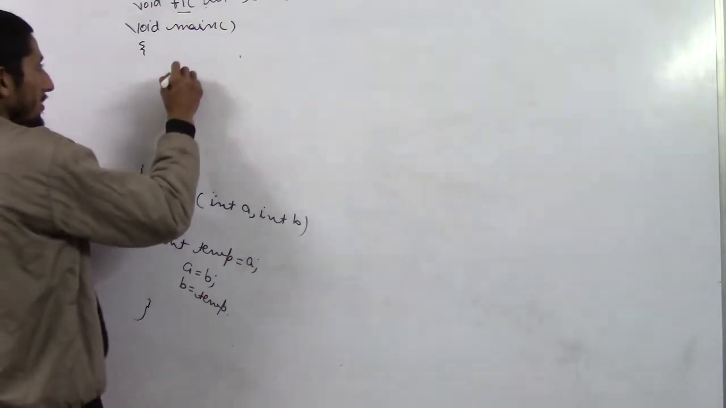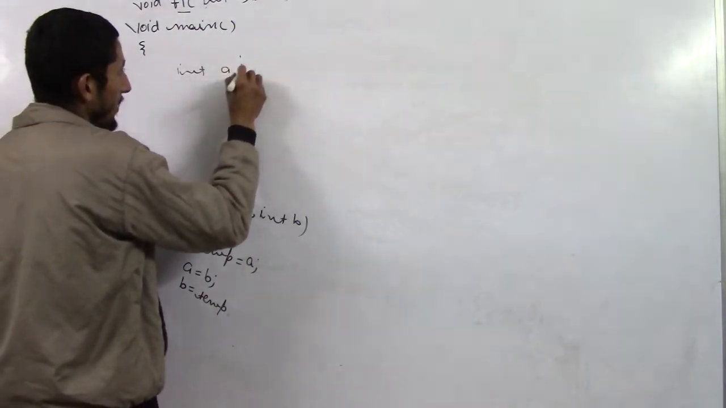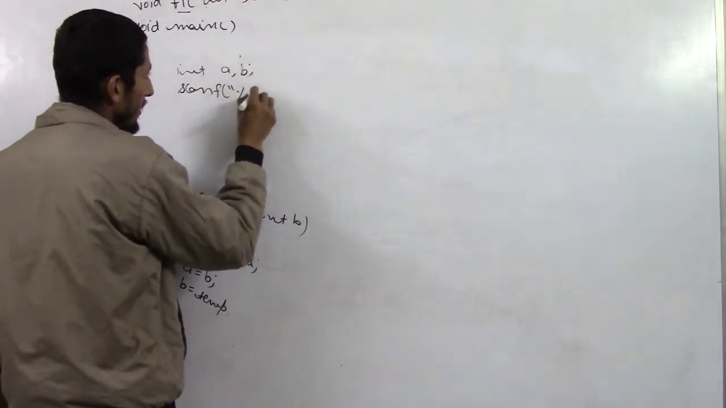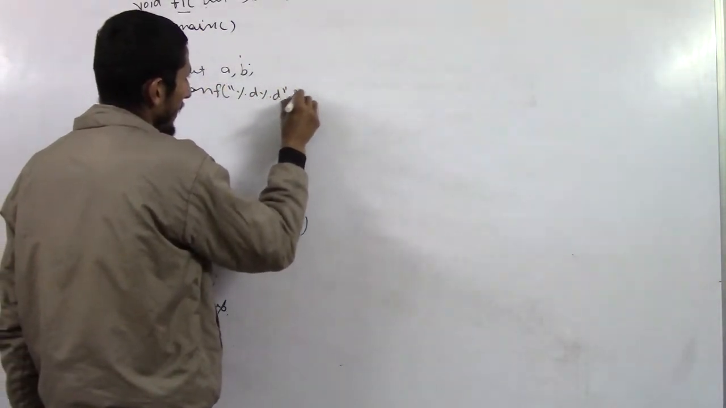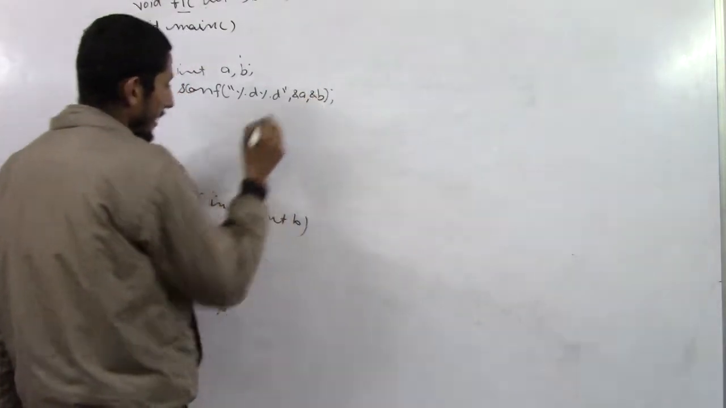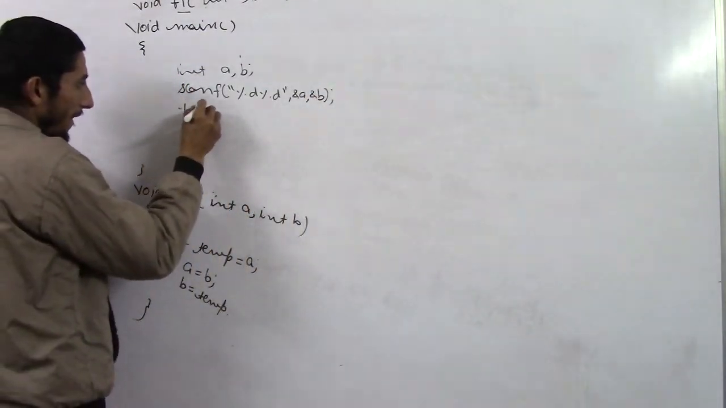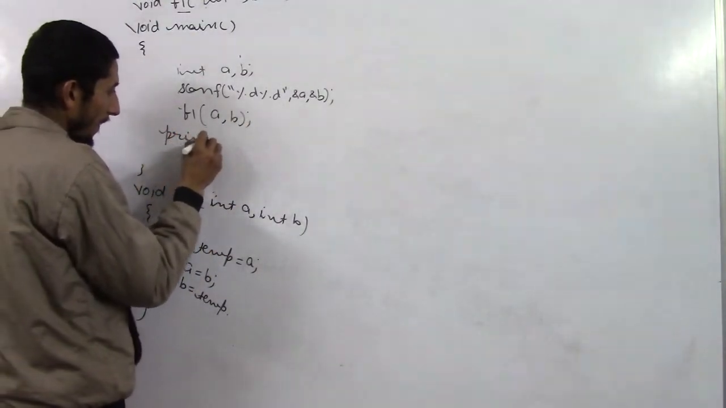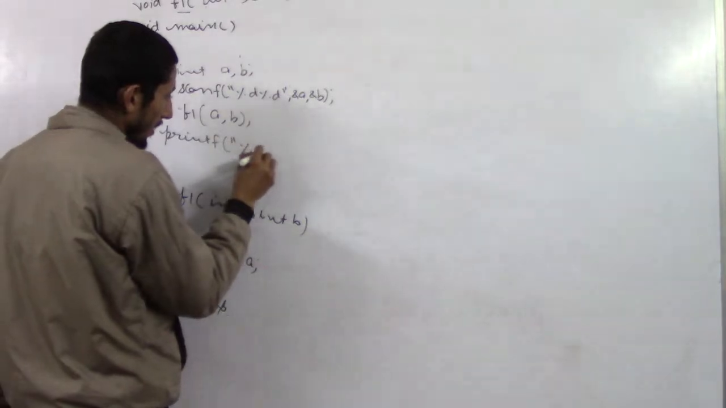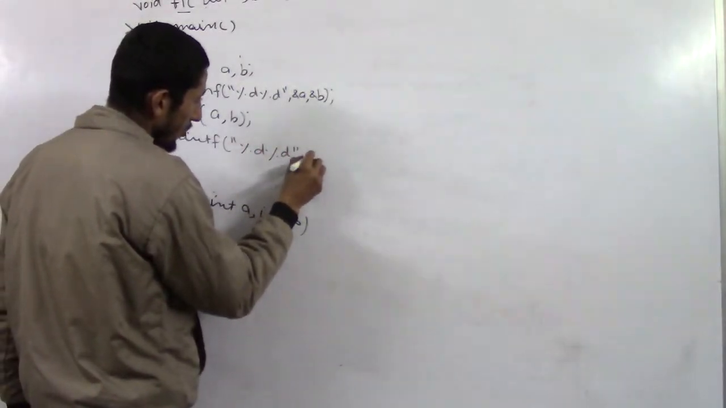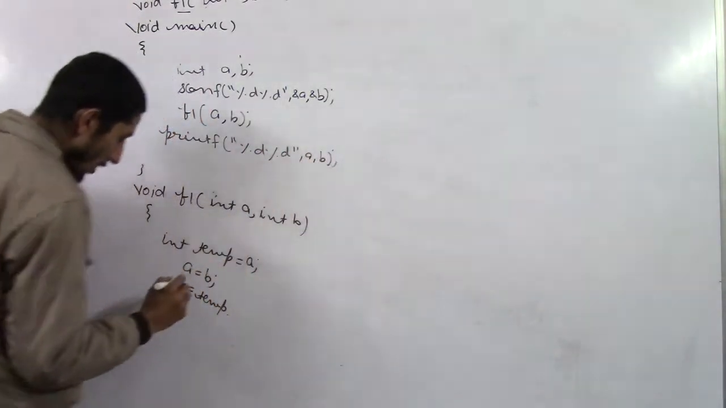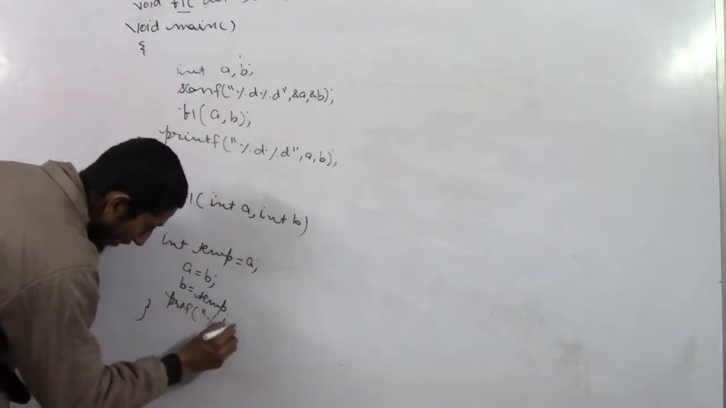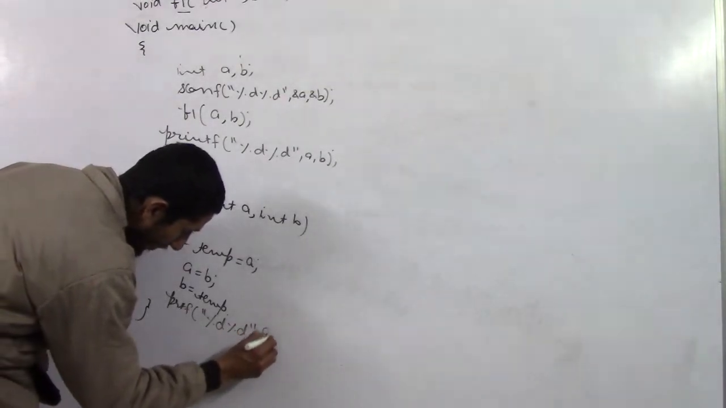Okay, so what I will do? I will take two variables, int a comma b. Let me put scanf percent d for a and b. Let me call the function f1 and pass a comma b. Let me print with printf percent d, a comma b, here also.